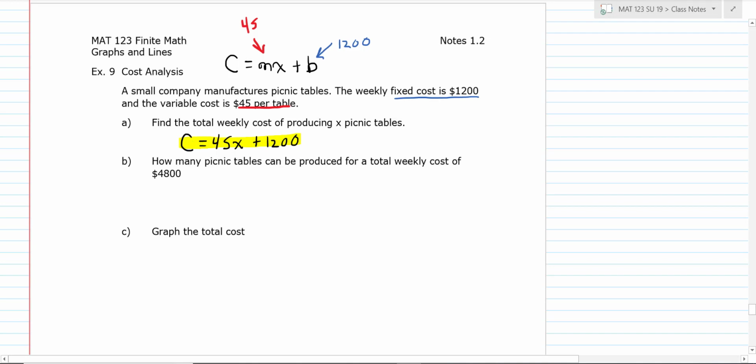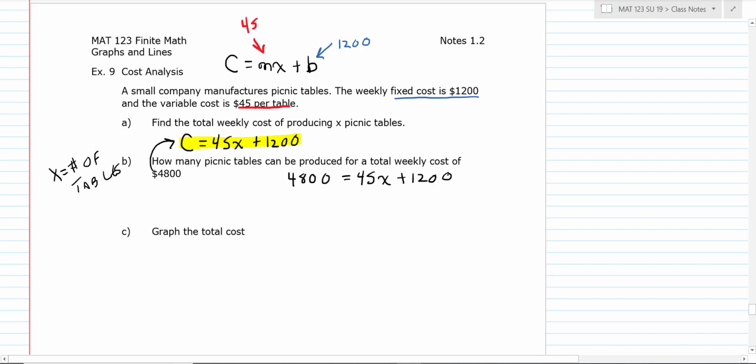It's linear. So the next thing we're going to do is just a couple of simple questions on this. This says, how many picnic tables can be produced for a weekly total cost of $4,800? So $4,800 is going to go there in the cost. How many picnic tables is X? So X is the number of picnic tables, whereas C is the cost. So you solve this equation. You would have $4,800 is equal to 45x plus 1,200.